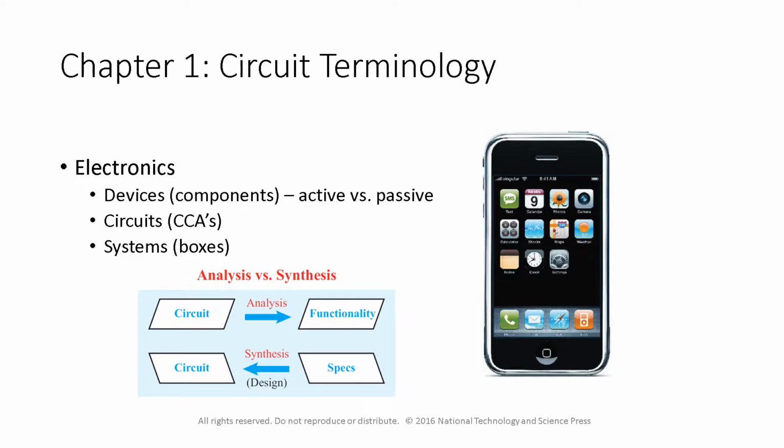Electronics generally are made of devices, circuits, and systems. So a device is a component. In the mechanical engineering world, we generally use the word component. In the electrical world, we generally use the word device. And that can be any single little piece. So a resistor is a component. A capacitor is a component. An IC, which stands for integrated circuit, is a component. A transistor is a component or device. Depending on who you're talking to, each of these terms is acceptable.